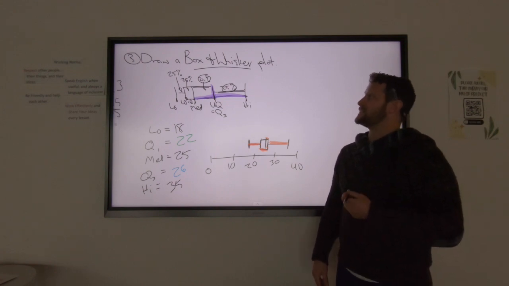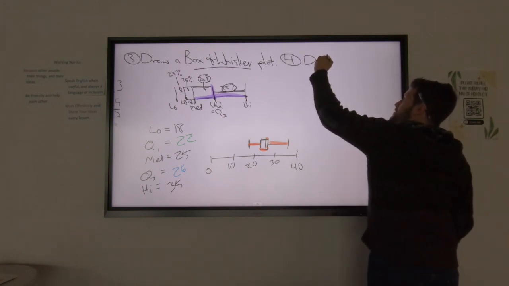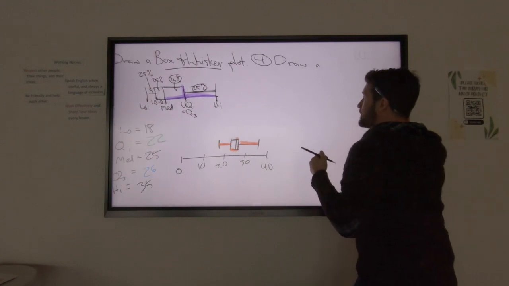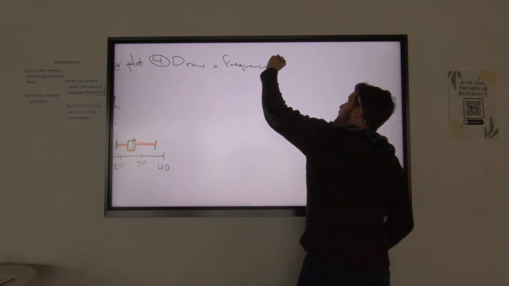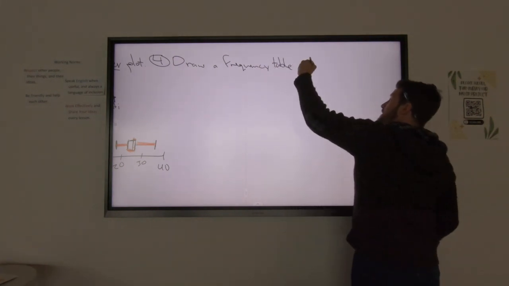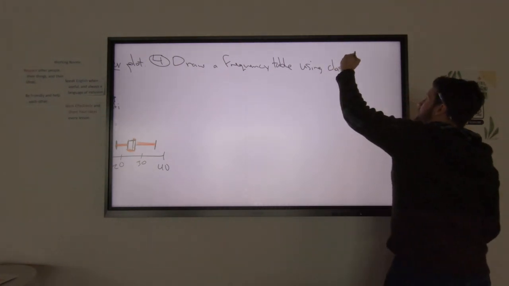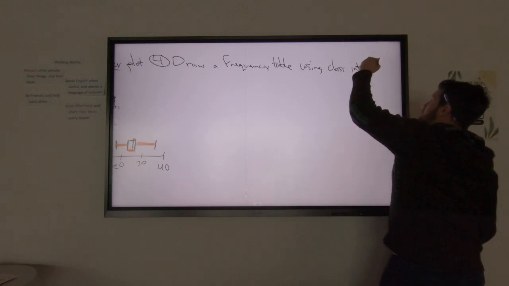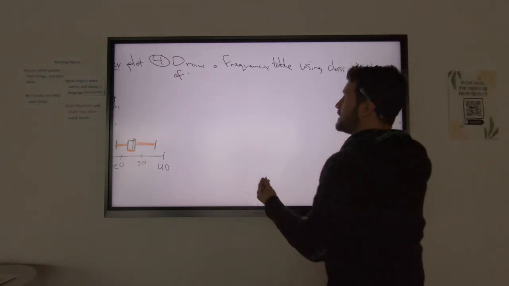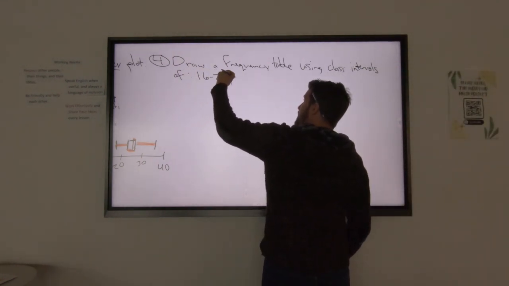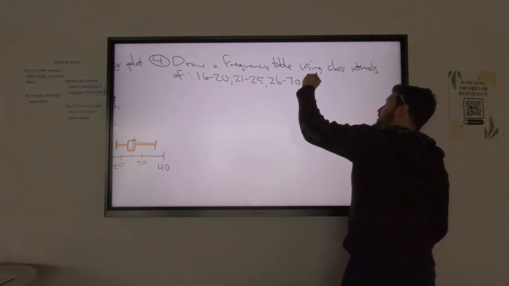Next thing I want to talk about is frequency diagrams. So let's draw a frequency table using class intervals. I'll put it here. Intervals of, let's go 16 to 20, 21 through 25, 26 through 30, and 31 through 35.